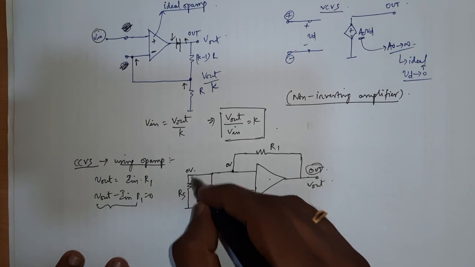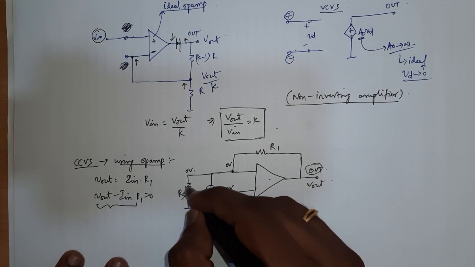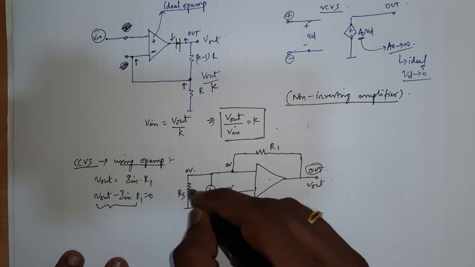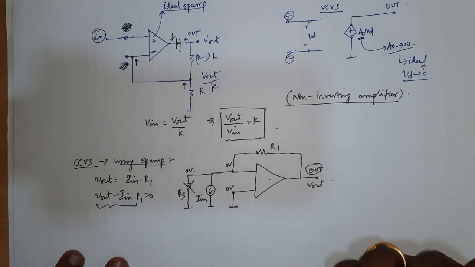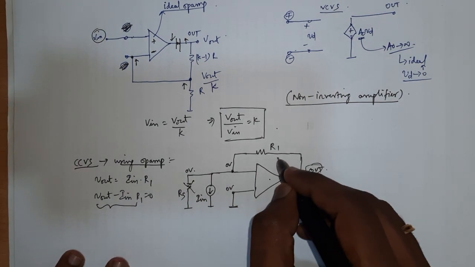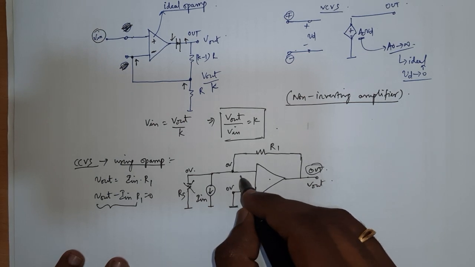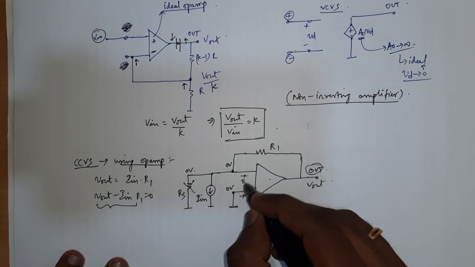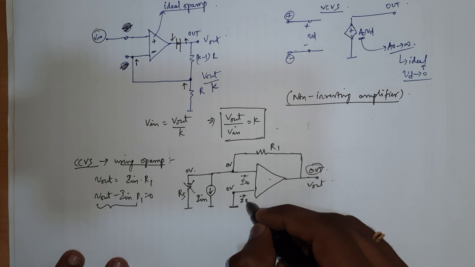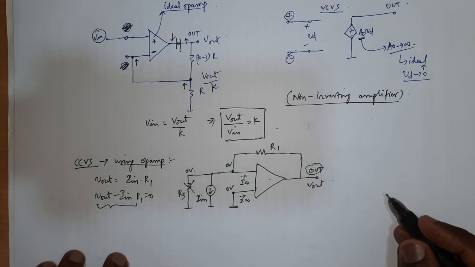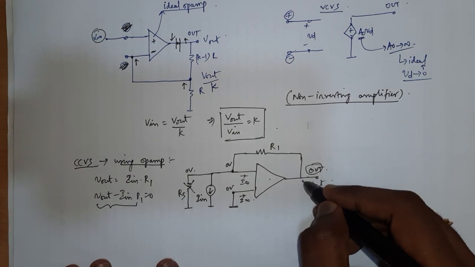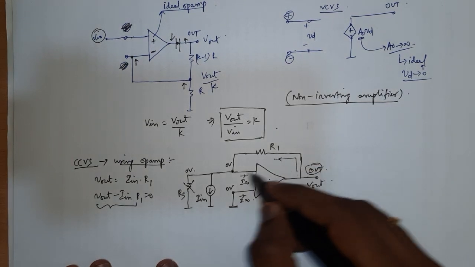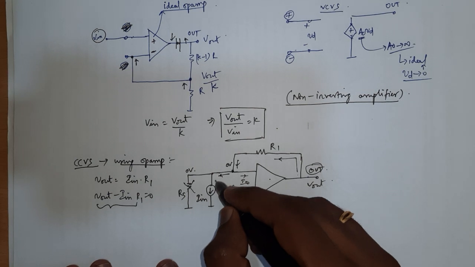If this is 0 volt, then what is the current flow through RS? There is no current flowing through RS. So this RS is like open circuited, it's not there at all. Even if it is there, there won't be any current flow, so it's like open. All the current will flow through R1 only, because none of the current can flow into the input of the op-amp. I is equal to 0 here. This we define because input impedance is infinity, so none of the current can flow into the input of the op-amp, and whatever current is there at the output will flow here, come here like this, and go here, and flow here.